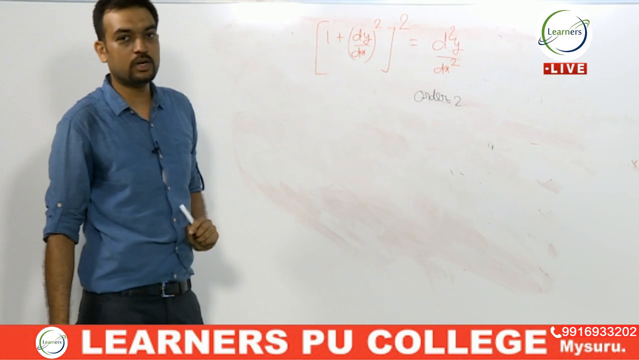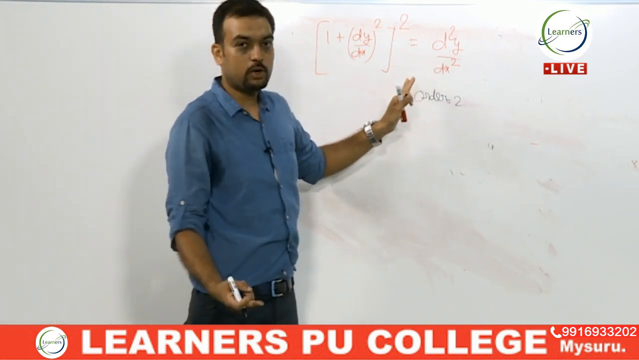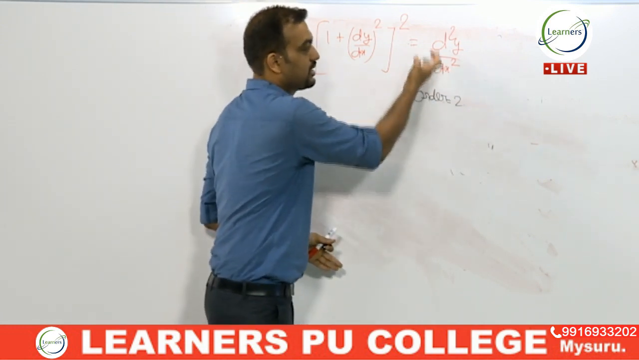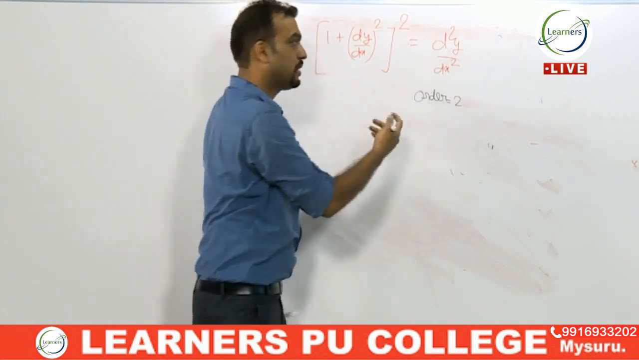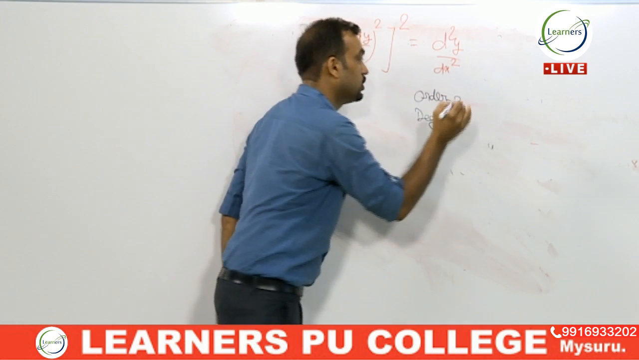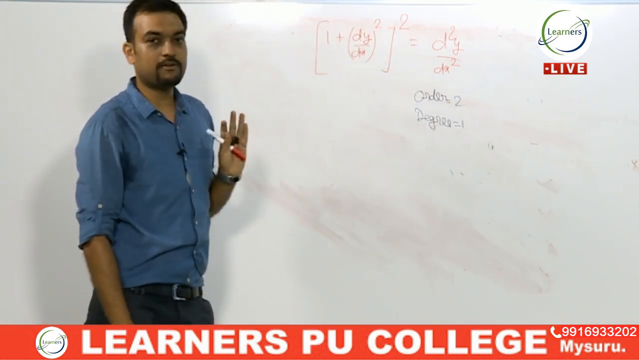Now we have to find the degree. Because we are looking for the highest power of the highest derivative term, the highest derivative term is d²y/dx². What is its highest power? The highest power of this highest derivative term is 1, so we can say degree is equal to 1. I hope it is clear for everyone.